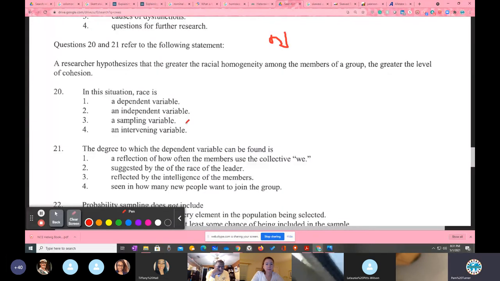Okay, so we're looking at 20 and 21. A researcher hypothesized that the greater the racial homogeneity among the members of a group, the greater the level of cohesion. Okay, this is a research question, right? So I'm thinking I want to measure homogeneity. Remember, we talked about homo, the same. So if my groups are the same race, then I'm thinking they'll be more cohesive, right? That's the research.